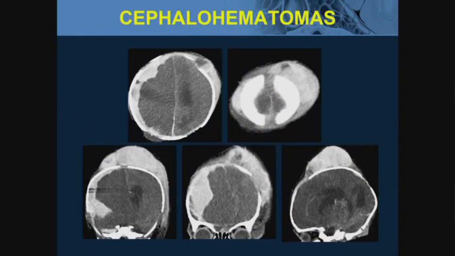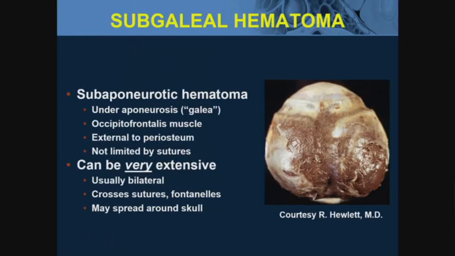Even large cephalohematomas, then, if we look carefully, we should be able to find the shadow of the elevated periosteum. Now, subgaleal hematomas are a different story. Remember, cephalohematomas are usually self-limited, single bone, and typically don't cross lines of sutural attachment. Subgaleal hematomas do. They are basically a subaponeurotic hematoma, and they will cross under the aponeurosis and the occipitofrontalis muscle. They are external to the periosteum, so there is nothing that limits a subgaleal hematoma from accumulating and getting bigger and bigger.